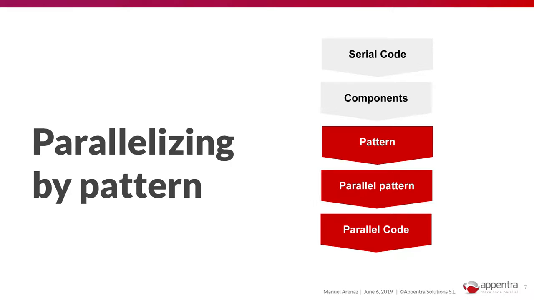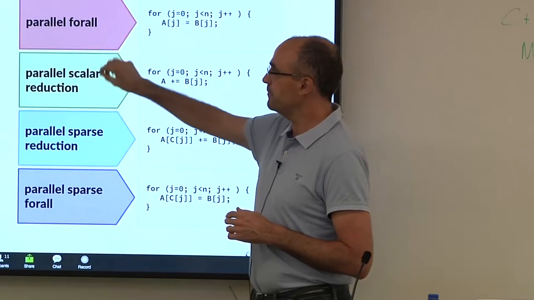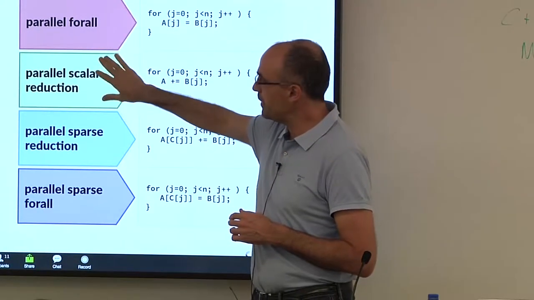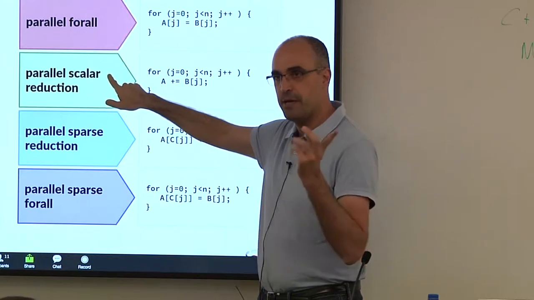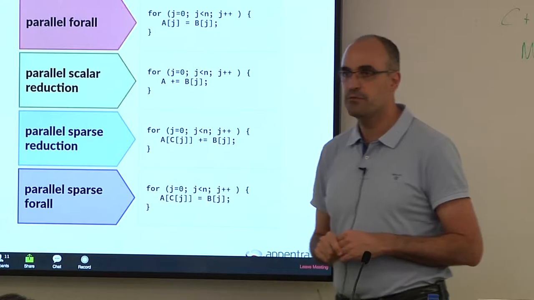In parallel work technology, we have probably 8, 9, 10 patterns, but some of them are rarely found in scientific codes. If we have them, it's because they appear in some domains, but they are not of general use. So what we have done with Parallel Trainer is provide support for those code patterns that are most widely used. And we use this terminology: parallel for all, parallel scalar reduction, you have seen this in the PI example, parallel sparse reduction, and parallel sparse for all.